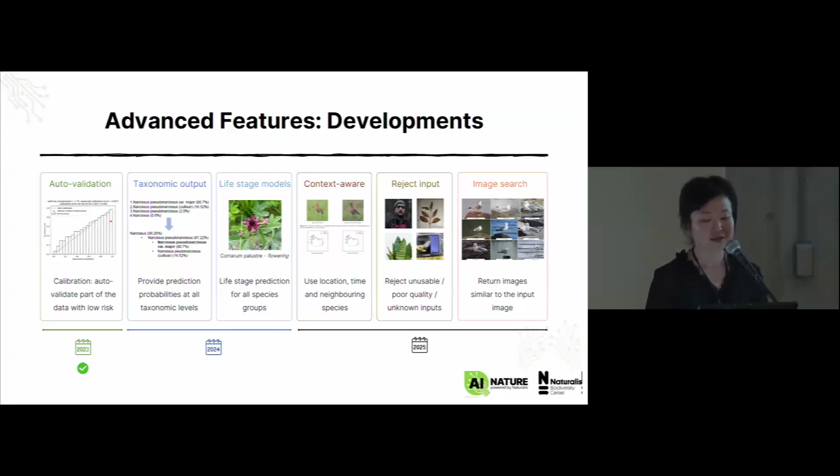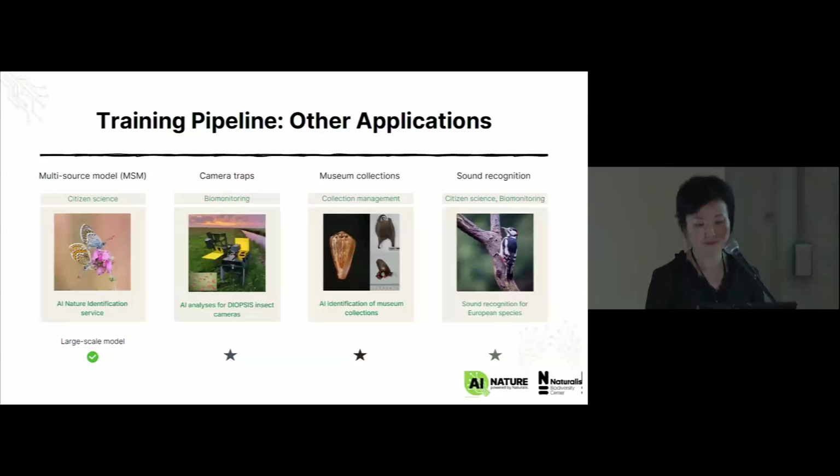And next year, we are going to implement context awareness. This is to use metadata, such as location, time and the neighboring species, to improve the prediction and to reject invalid input, and also to provide image search for similar images.